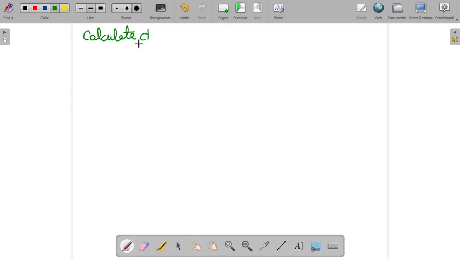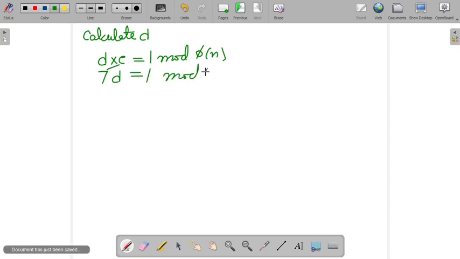calculate the value of D. So how to calculate it? You know D multiplied by E is equal to 1 mod phi n. Put in the value, E is 7, so 7D is equal to 1 mod 20. Here we will apply the Euclidean algorithm.